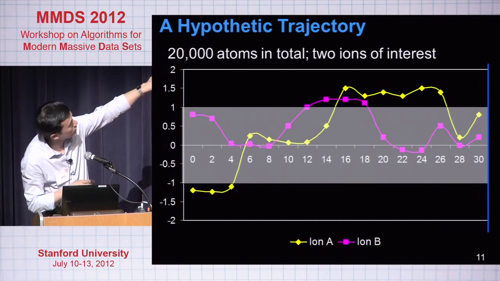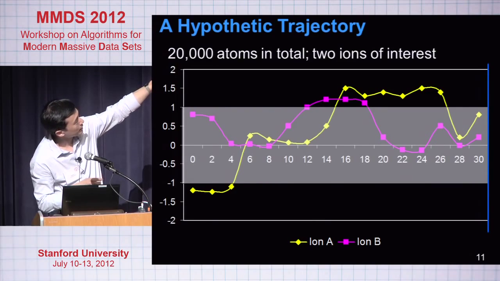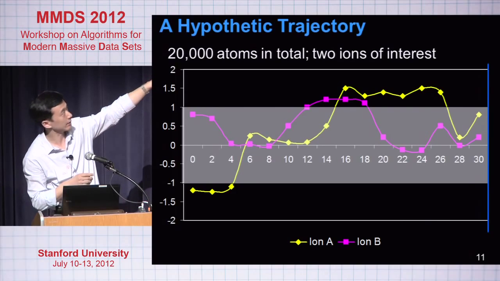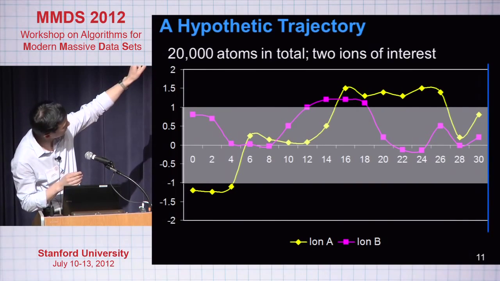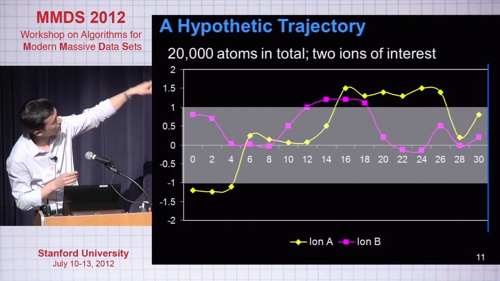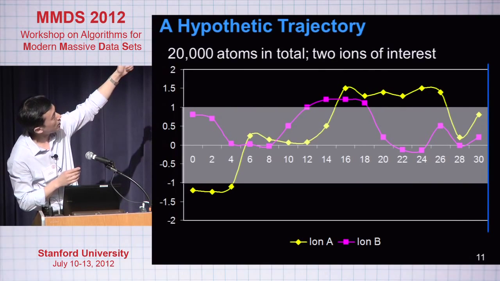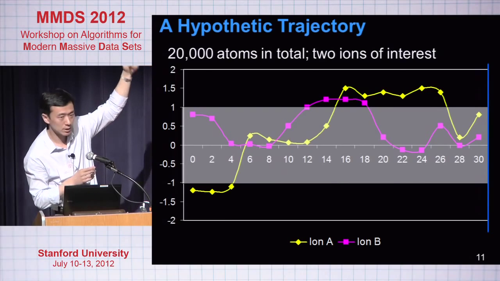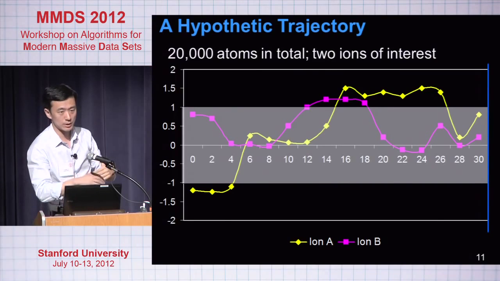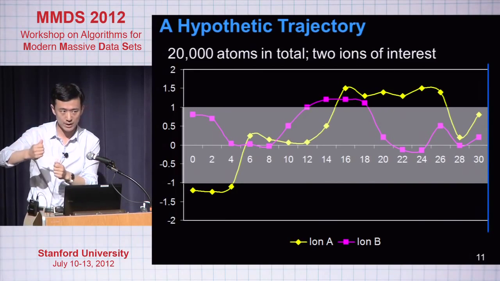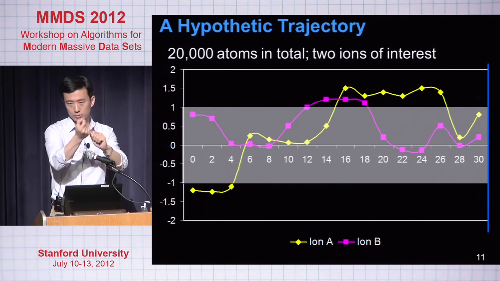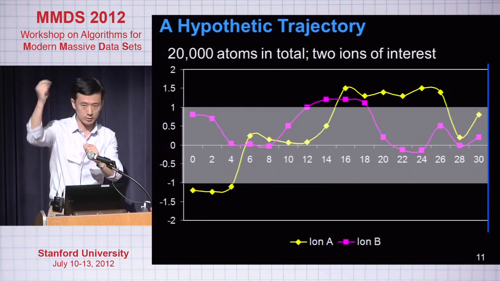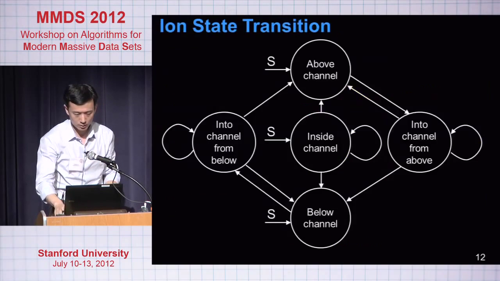The yellow curve shows that ion A permeates through the channel from the bottom, goes out, and comes back in again. The pink curve, on the other hand, shows that ion B is originally in the channel, permeates out, and comes back in again. So it's not really a permeation event, which is defined as an ion going from the bottom of the channel, moving around, and exiting on the top, or the other way around.